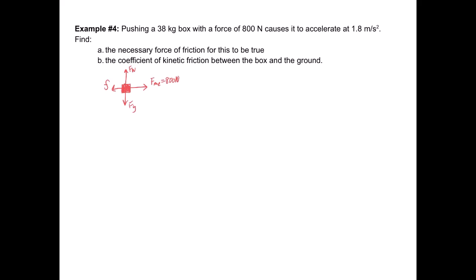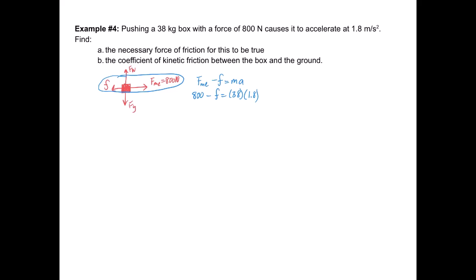Now, in order to do that, we're going to write an equation, right? We do the free body diagram, then we write an equation. So the equation we're going to write is the force of me, which is to the right, and then we're going to subtract the force of friction because that's to the left, and that needs to equal ma. So we'll go ahead and put my force in there, which was 800 newtons. We'll go minus the force of friction equals, we got a 38 kilogram box, and we've got an acceleration of 1.8 meters per second squared.